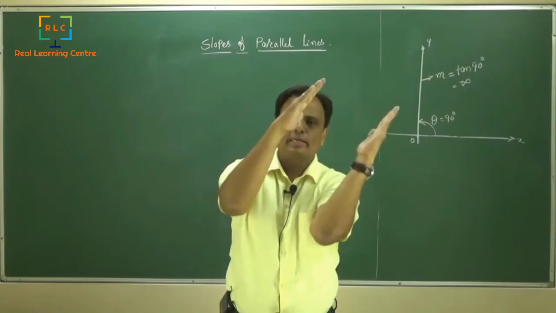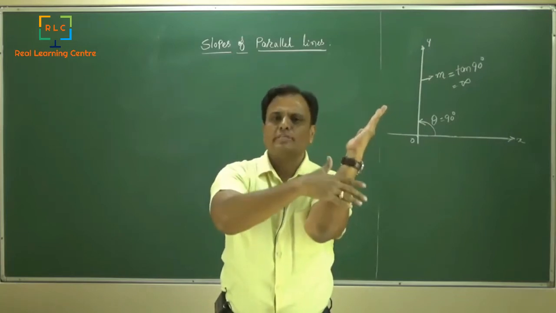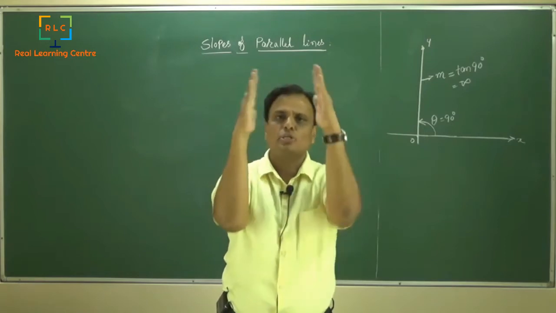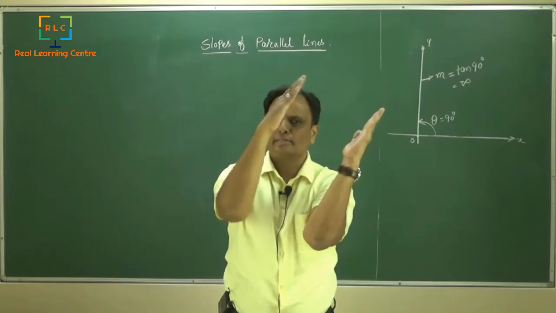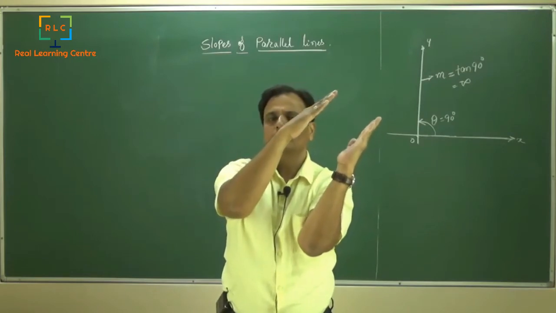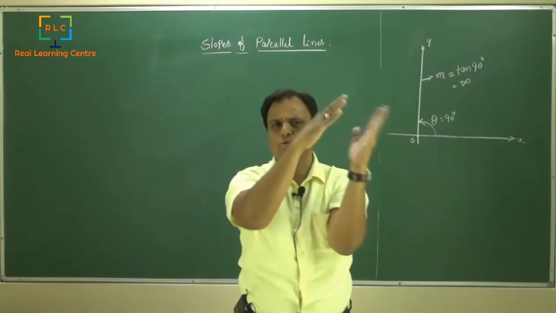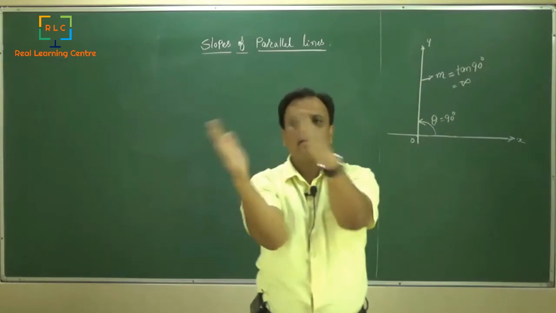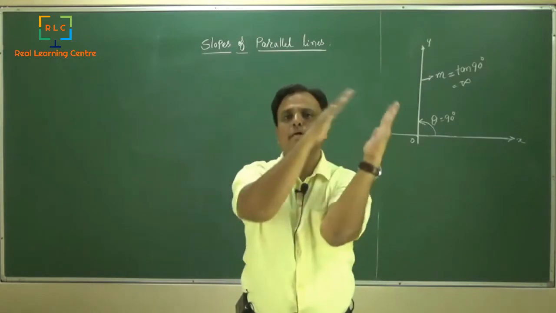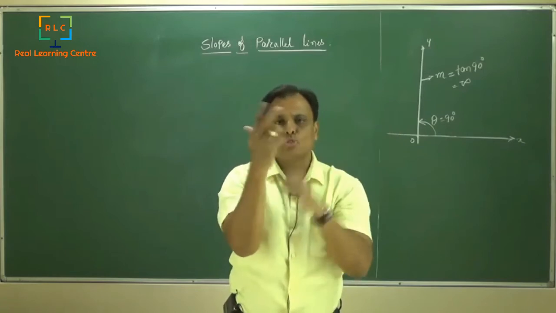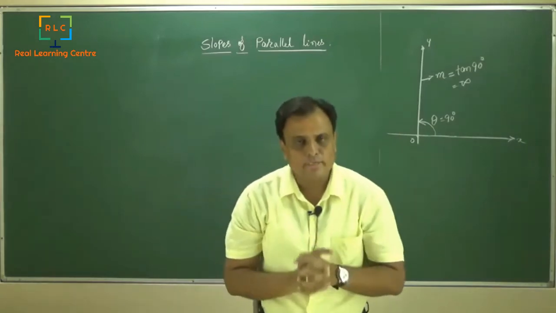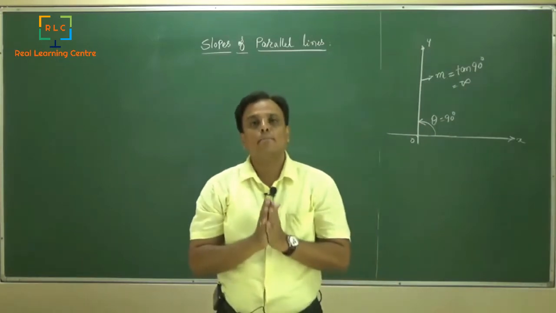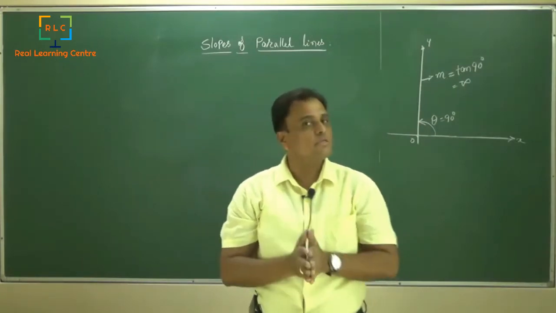So if the inclinations of both the lines are the same, suppose this inclination is theta, then definitely this inclination is also theta. Therefore, the slope of the first line is tan theta, and the second line's slope is also tan theta. Clearly we observe that if the two lines are parallel, then their slopes are always equal. So once again, note down: if the two lines are parallel, then their slopes are always equal.